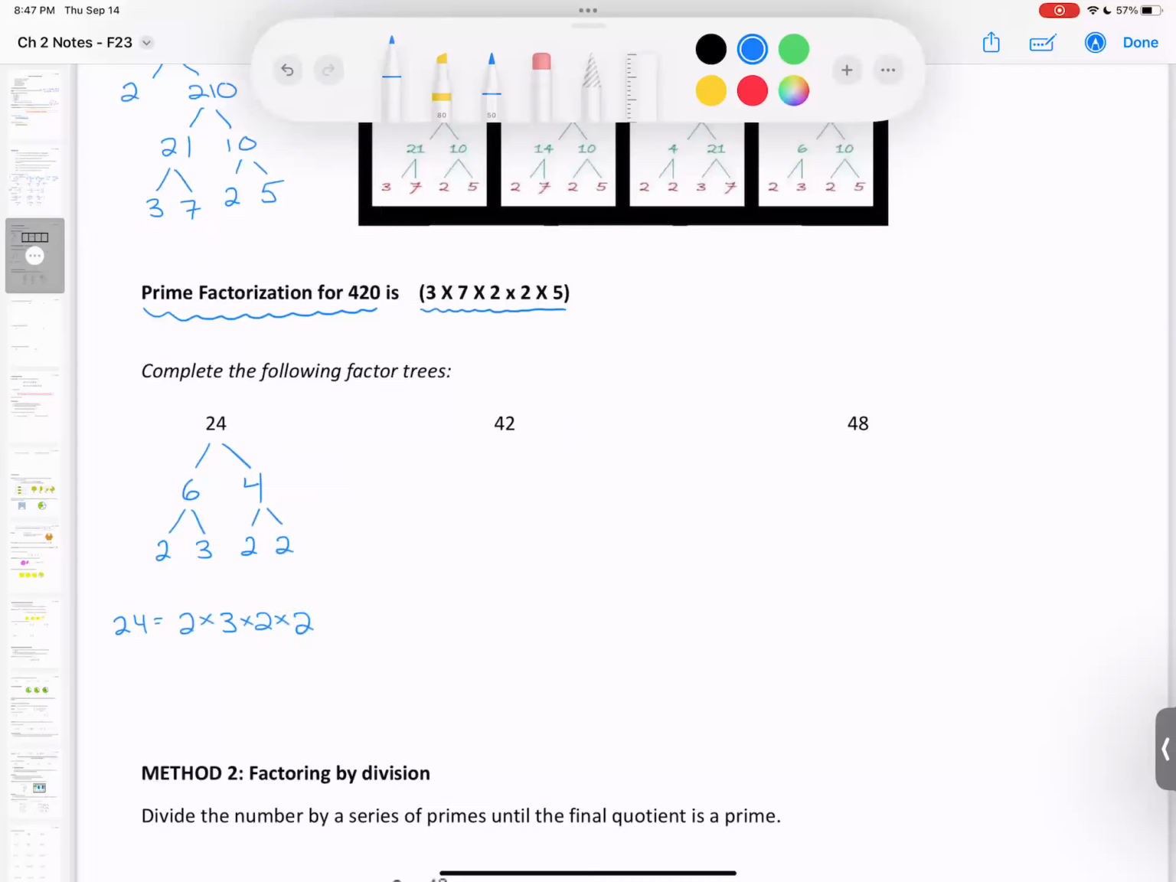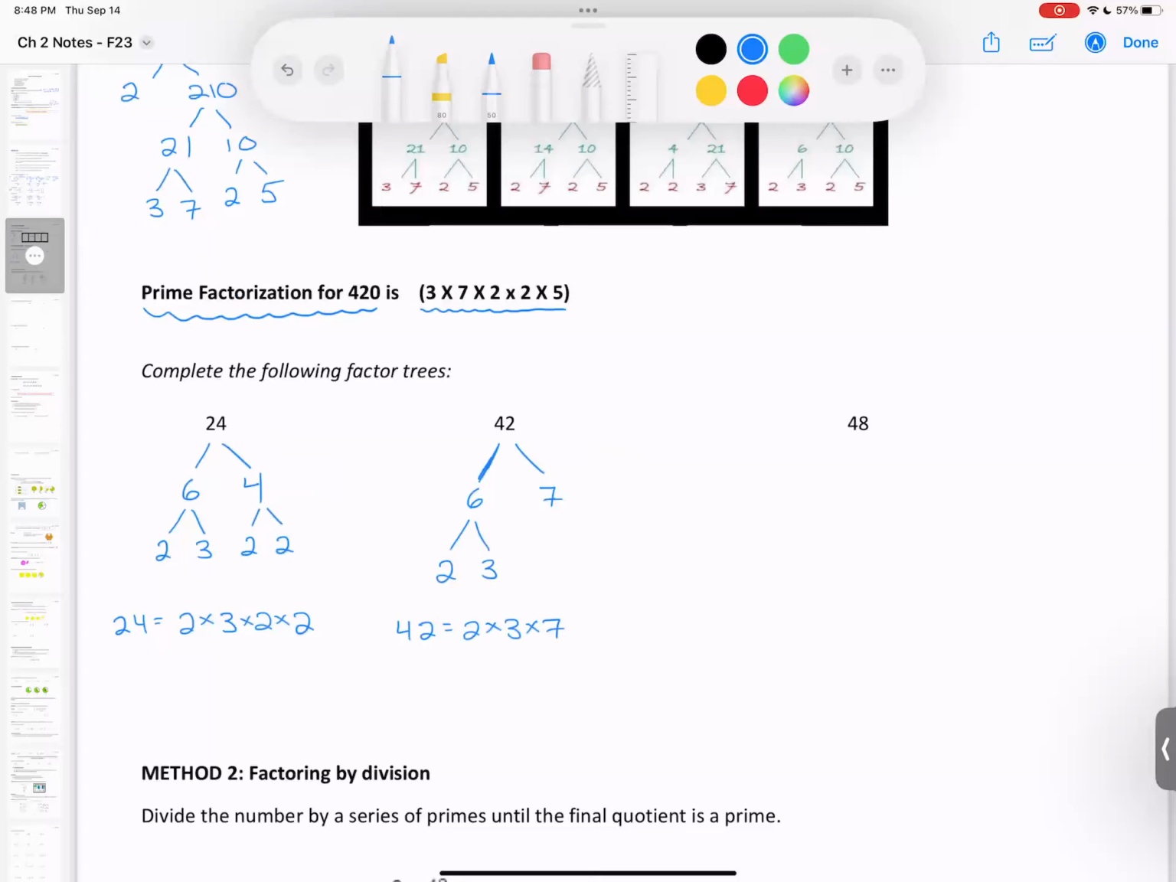All right, let's try another, 42. Okay, so we're going to start with two numbers that multiply to give us 42. And sometimes students like to even just look at the table and see where you find a 42. The first one I found is 6 times 7. So we've got a 6 and a 7. 7's already prime, so that branch is done. 6 we can break down to 2 times 3. So we would write this as 42 equals 2 times 3 times 7. Pause the video and try that 48 on your own.